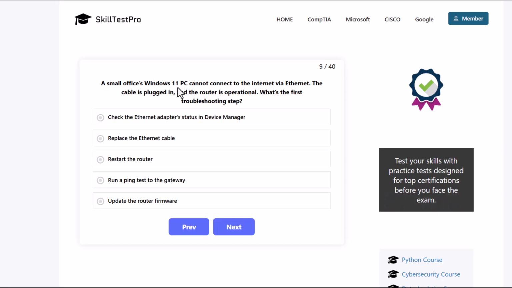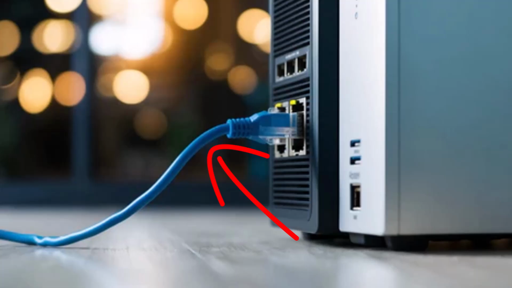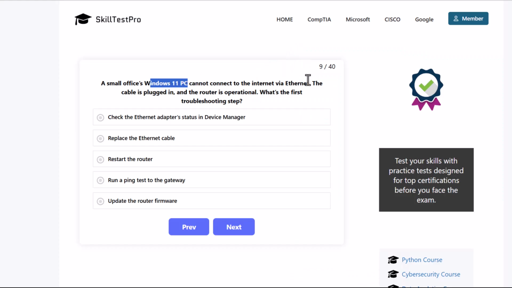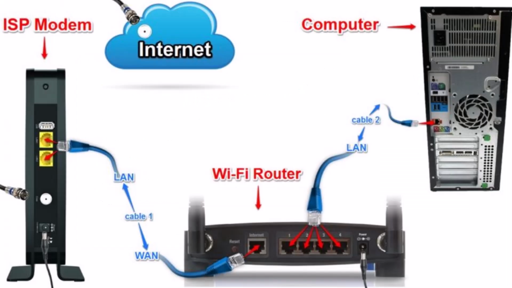A small office's Windows 11 PC cannot connect to the internet via Ethernet. The cable is plugged in and the router is operational. What's the first troubleshooting step? And here we are talking about a small office Windows 11 PC which cannot connect to the internet via Ethernet. If we are talking about Ethernet rather than Wi-Fi, this means through cables. So Ethernet is cables, whereas Wi-Fi is if we are using wireless access. So the Windows 11 PC, or personal computer, cannot connect to the internet via cables. The cable is plugged in and the router is operational. What's the first troubleshooting step?